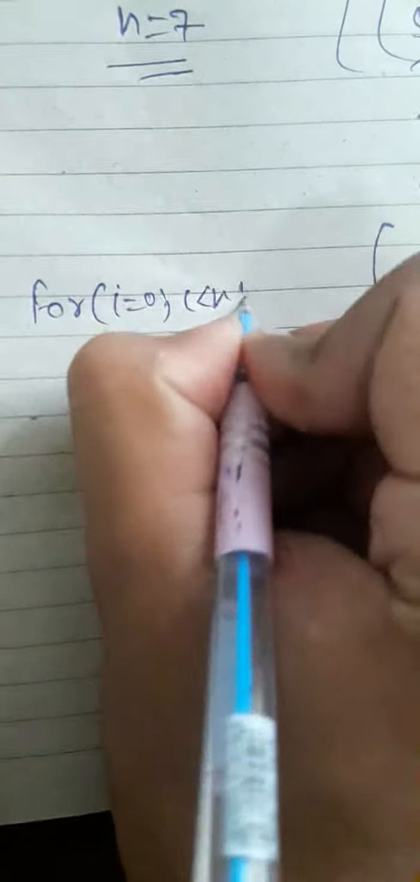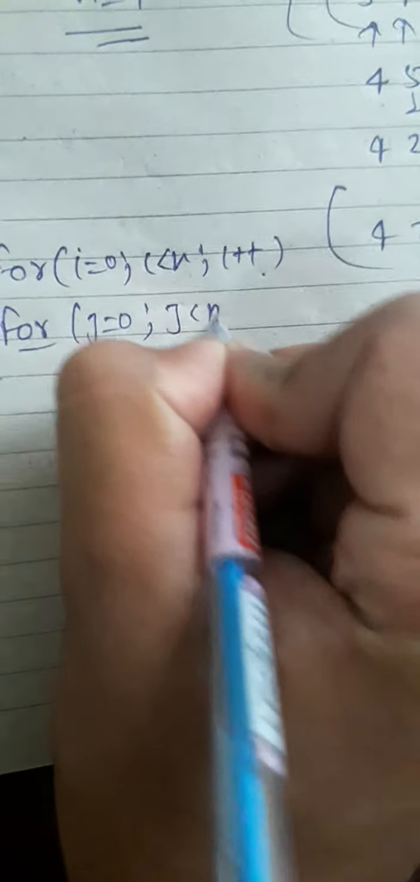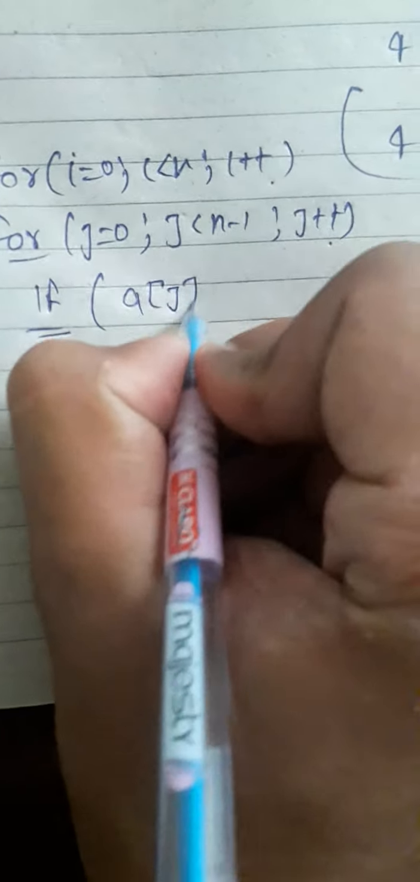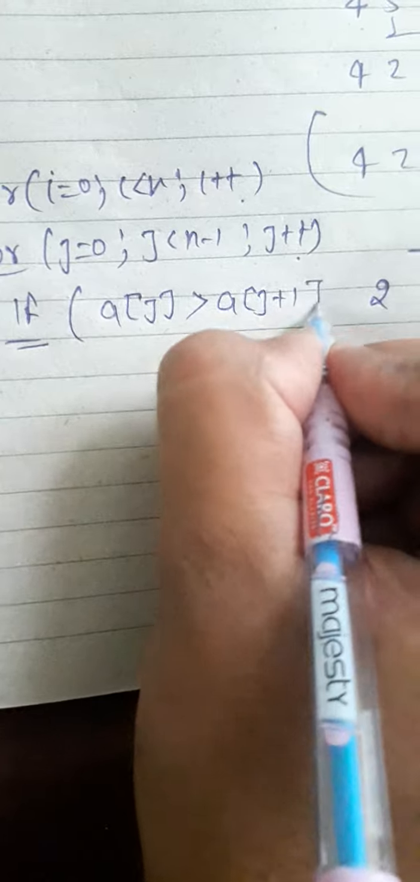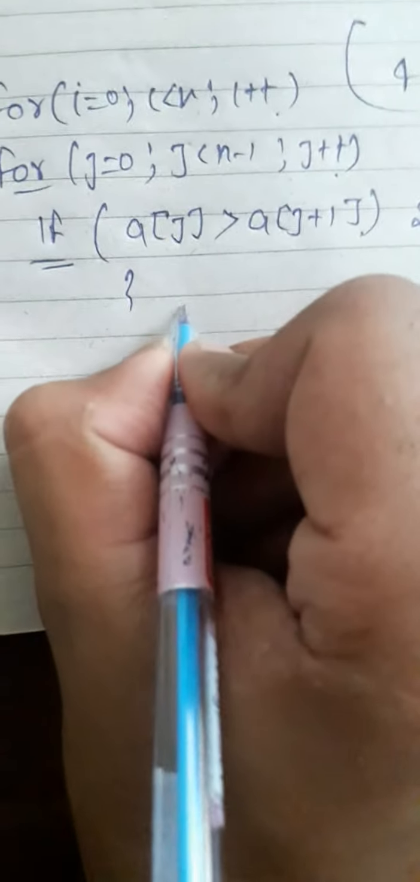And in the programming part, first we'll put a loop and another loop. In the loop we'll compare a of j, the first element, with the next element, and if this condition becomes true, then we'll swap them.